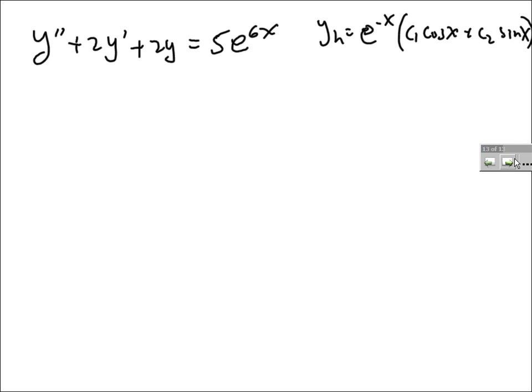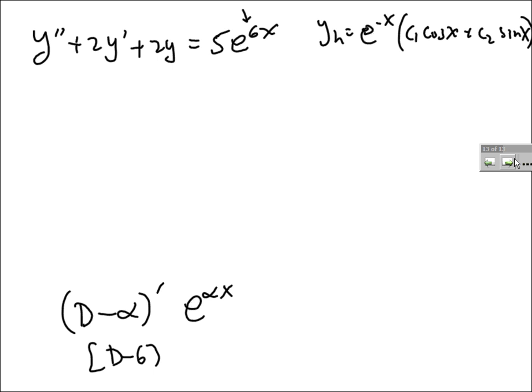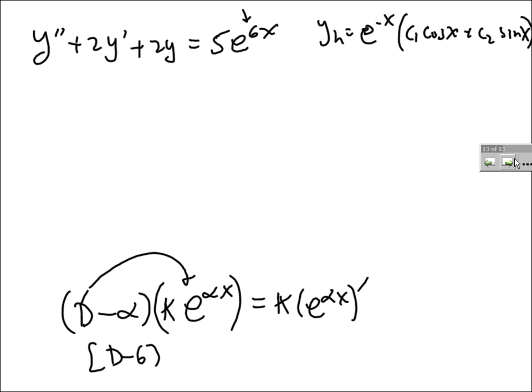That is, we annihilate things. To annihilate e to the ax, you do D minus a. But a is 6. So we're just going to do D minus 6. That constant in front won't matter, because when you take the derivative, you're going to get k times the derivative of that function. And when you do a times this, you can also factor out the k.